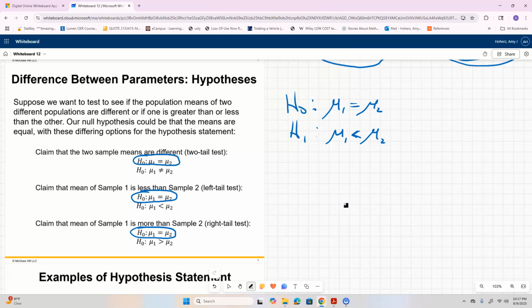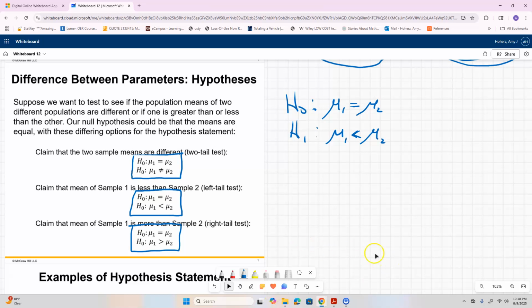So these are the four types, literally the only three, I said four, but I meant three, the only three types of hypothesis statements that we can have. We start with mu1 equals mu2, and then our choices are either mu1 not equal to mu2, mu1 less than mu2, and mu1 greater than mu2.